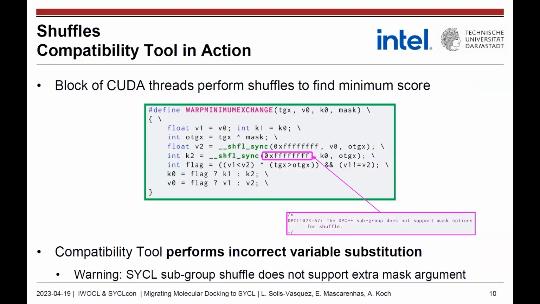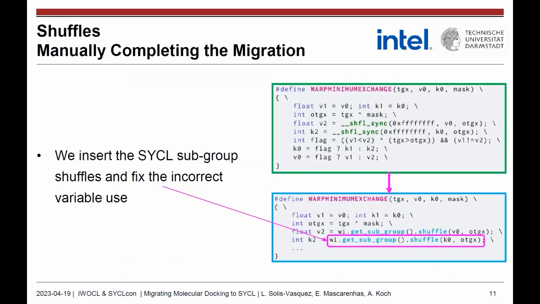However, we had to deal with shuffles one by one, and this is the case, for example, in this macro that uses CUDA threads to find a minimum score. In this case, again, the compatibility tool cannot migrate correctly. It performs an incorrect variable substitution, and we had to fix this incorrect variable use as masks. The mask argument of the shuffle in CUDA is not supported in the SYCL version.